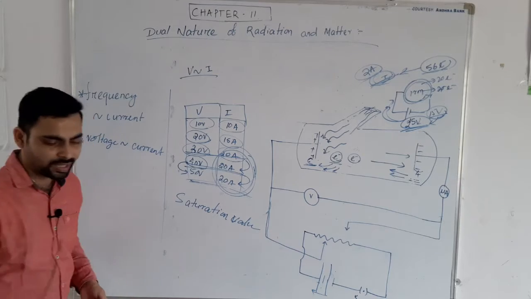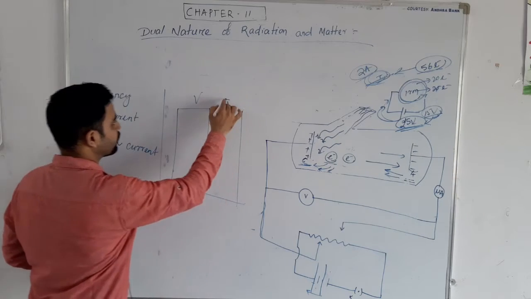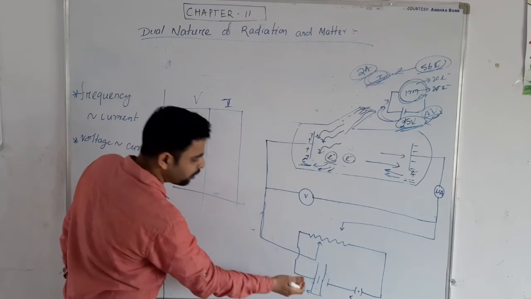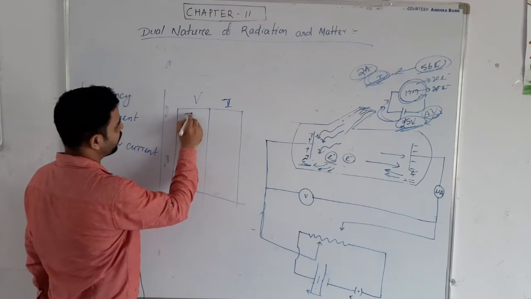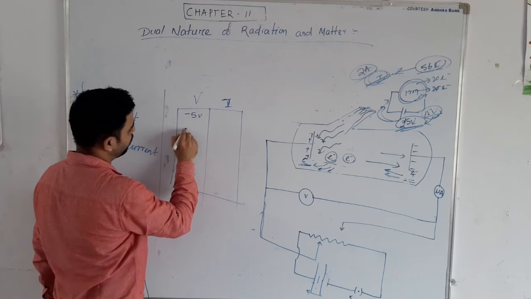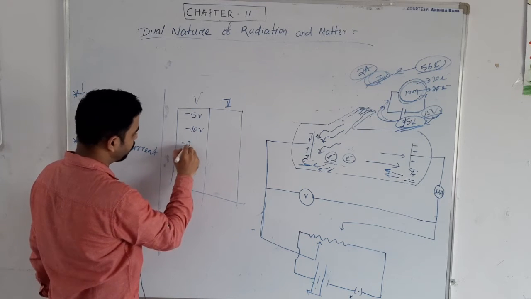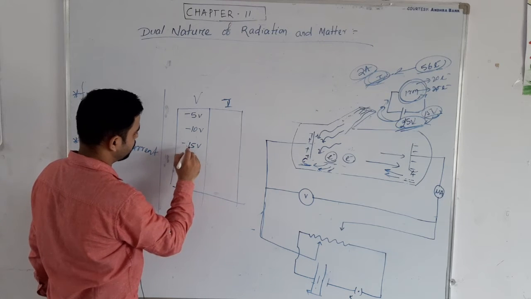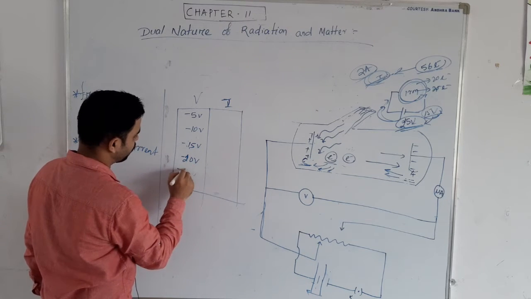That means if I draw the table, in this table I can see if I increase the potential in the negative direction, suppose I will say minus 5 volt, minus 10 volt, minus 15 volt, minus 20 volt, minus 25 volt.